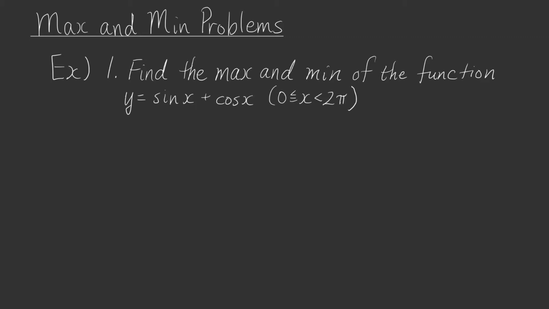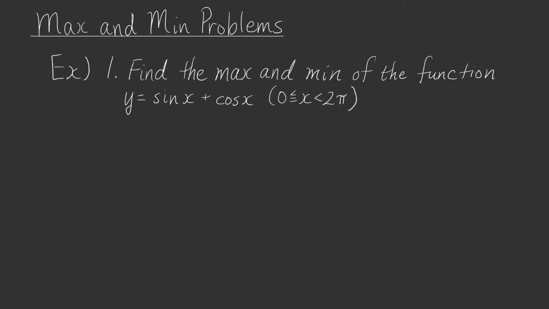Today, we will be looking at max and min problems. For our first example, we want to find the maximum and minimum of the function y equals sine x plus cosine x, where x goes from 0 to 2 pi. At first glance, it seems like a difficult problem because sine x and cosine x get larger and smaller at different times, so it is hard to see when this function is at a maximum or a minimum.